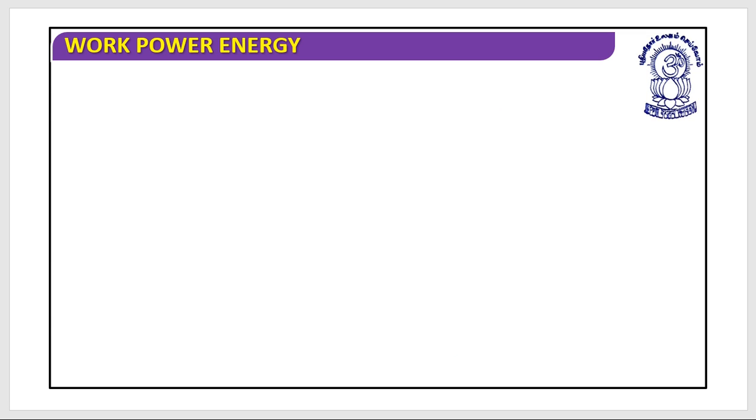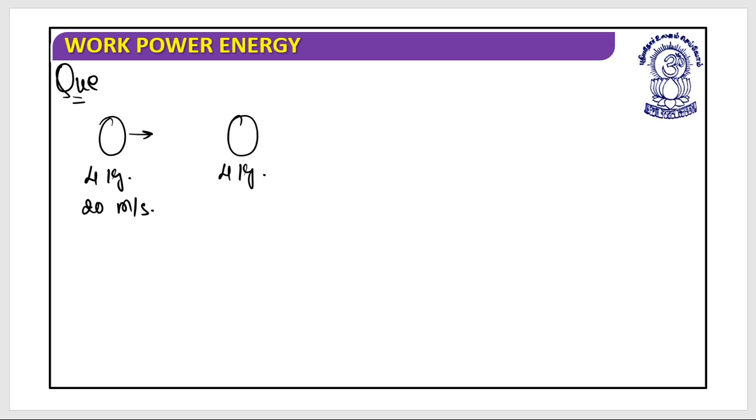So let's do this with certain examples. Let's suppose this is an object of 4 kg moving with 20 meters per second in this direction. Another object having the same mass, 4 kg, is moving with a speed of 10 meters per second in this direction.